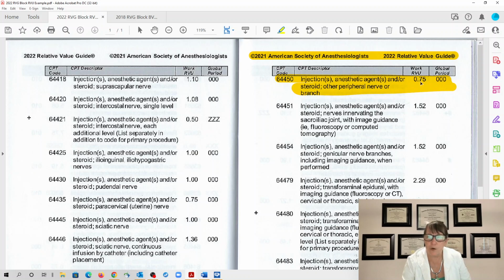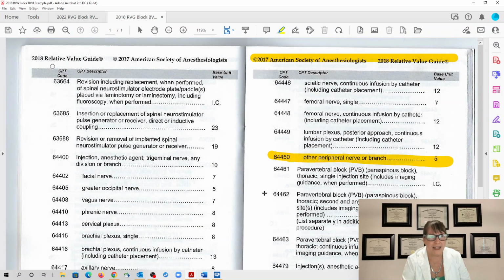What I did want to go ahead and mention while I'm here is that I pulled up another resource just to explain something to you about the difference between the RVUs versus what they used to look like. If you've been coding for a while, you have to go all the way back to the 2018 relative value guide. Here, other peripheral nerve or branch, and you'll notice that this one had a 5 as a base unit value.